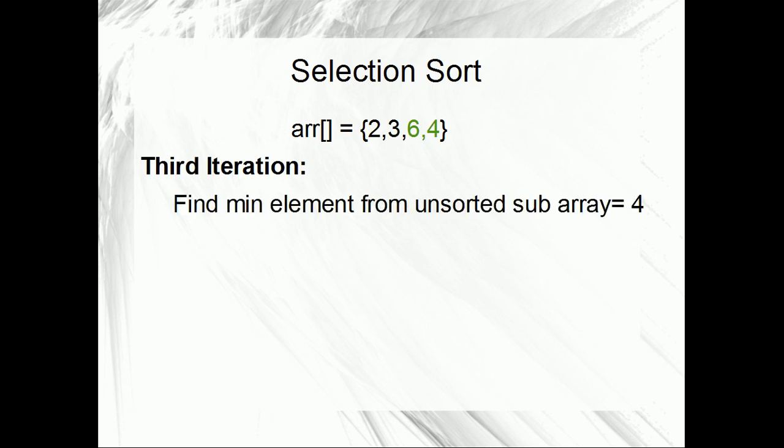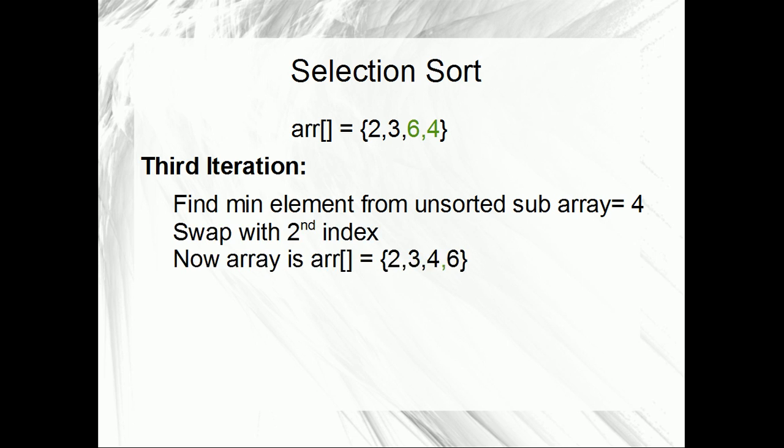In the third iteration, again we will find the minimum element from the rest of the unsorted array, which is 6 and 4. The minimum element is 4, and we will swap this minimum element with the second index. Now the array is 2, 3, 4 and 6, which is sorted. As you have seen, if an array has 4 elements, the total number of iterations is 3. So if an array has n elements, the total number of iterations will be n minus 1.